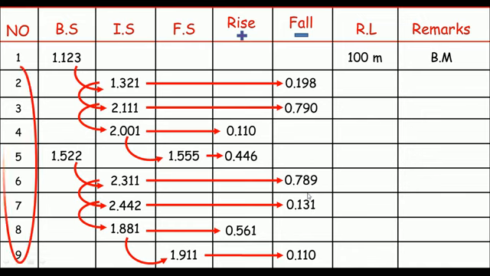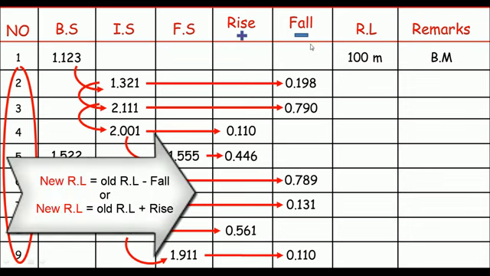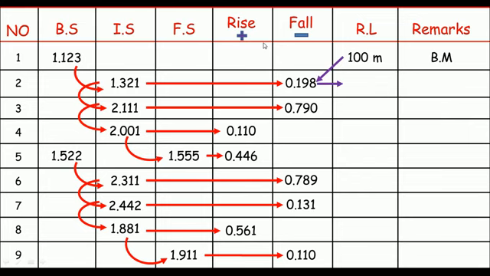Here, when we have the rise and fall of each point, then the calculation of reduced level for all the remaining points is quite simple and straightforward. Let's say I need just the RL of point 2. Remember, the new RL must be the old RL minus the fall, or it must be the old RL plus the rise. Like 100 minus 0.198 will be 99.802. So 99.802 is the RL of point 2.